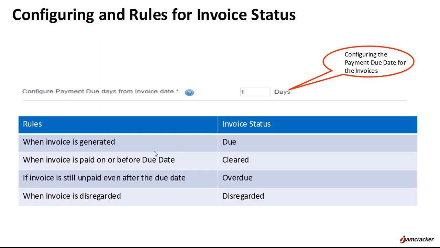When invoice is generated, it will be in due status. When invoice is paid by the due date, it will be in cleared status. If invoice is not paid by the due date, it will be in overdue status. When the invoice is cancelled or disregarded, it will be in disregarded status.